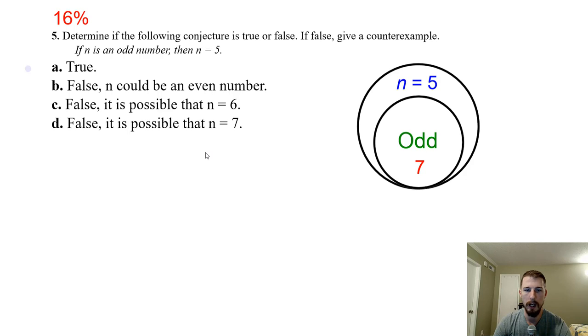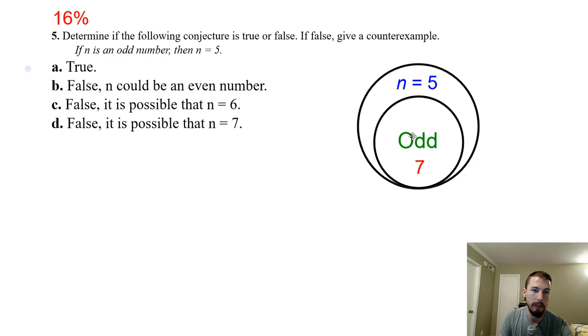Determine if the following conjecture is true or false. If false, give a counterexample. So the conjecture says that if n is an odd number, then n has to be equal to 5. So is that true? If it's an odd number, does it have to be 5? No. So the way that this would be shown visually is that odd numbers, if it's an odd number, then it's a subset of 5. So are all odd numbers 5?